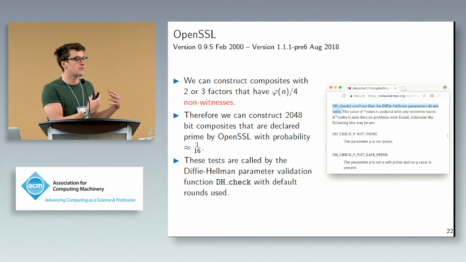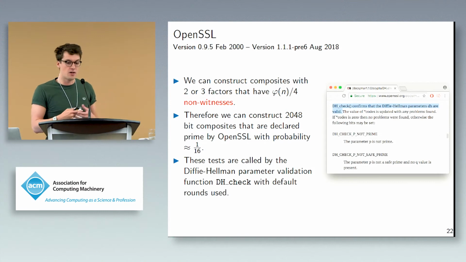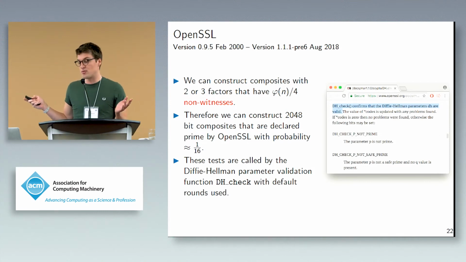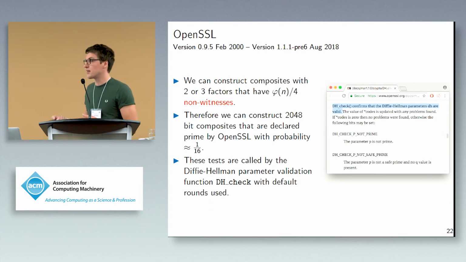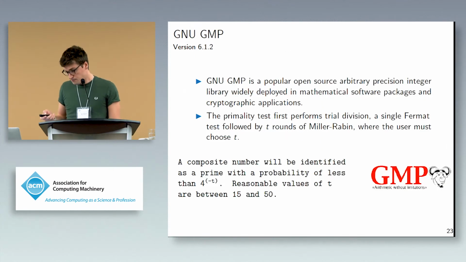Now, of course, if we're receiving a Diffie-Hellman parameter set from someone else, we can't be sure that these numbers are truly random or non-malicious. So we should be considering this adversarial case.